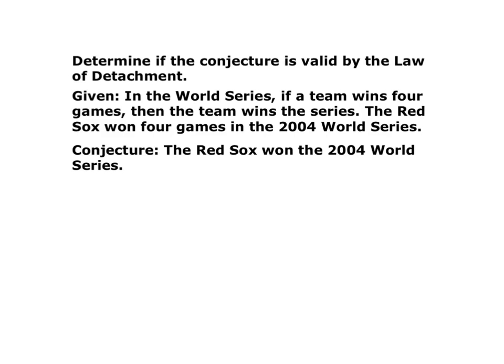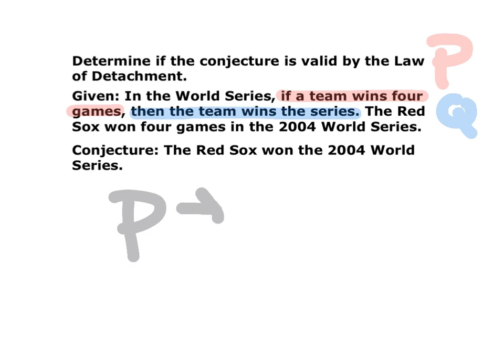So what would be our P? If the team wins 4 games, this is our P. So what's our Q? Then the team wins the series. That's our Q. So we have if P, then Q. This is true. If the team wins 4 games, then they win the series.